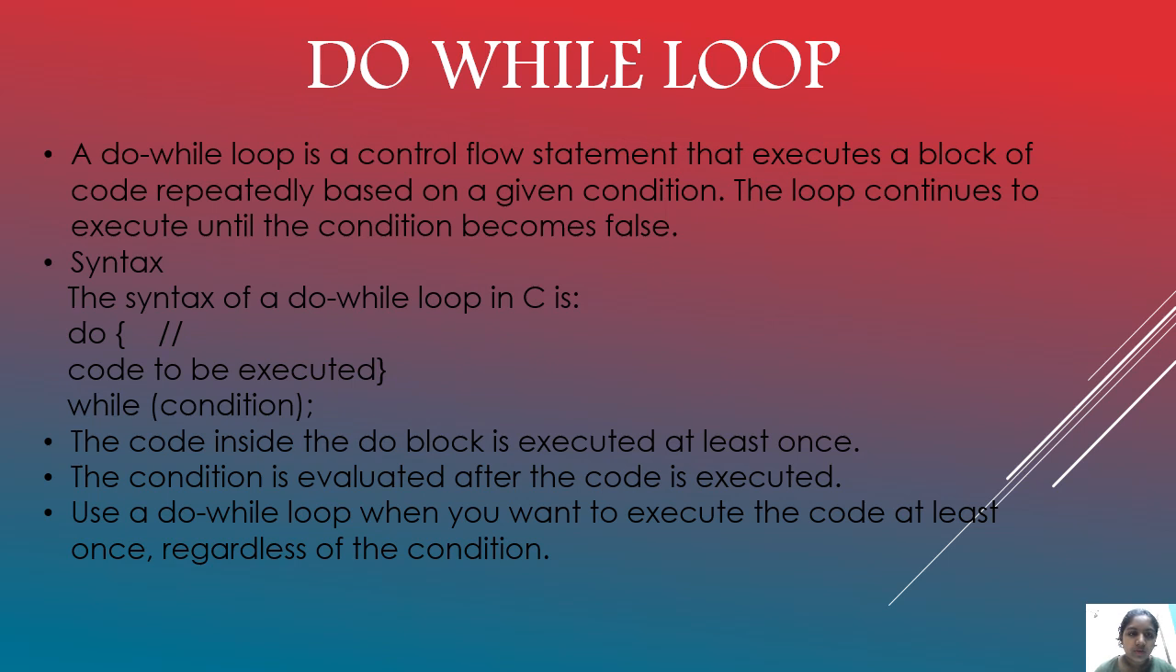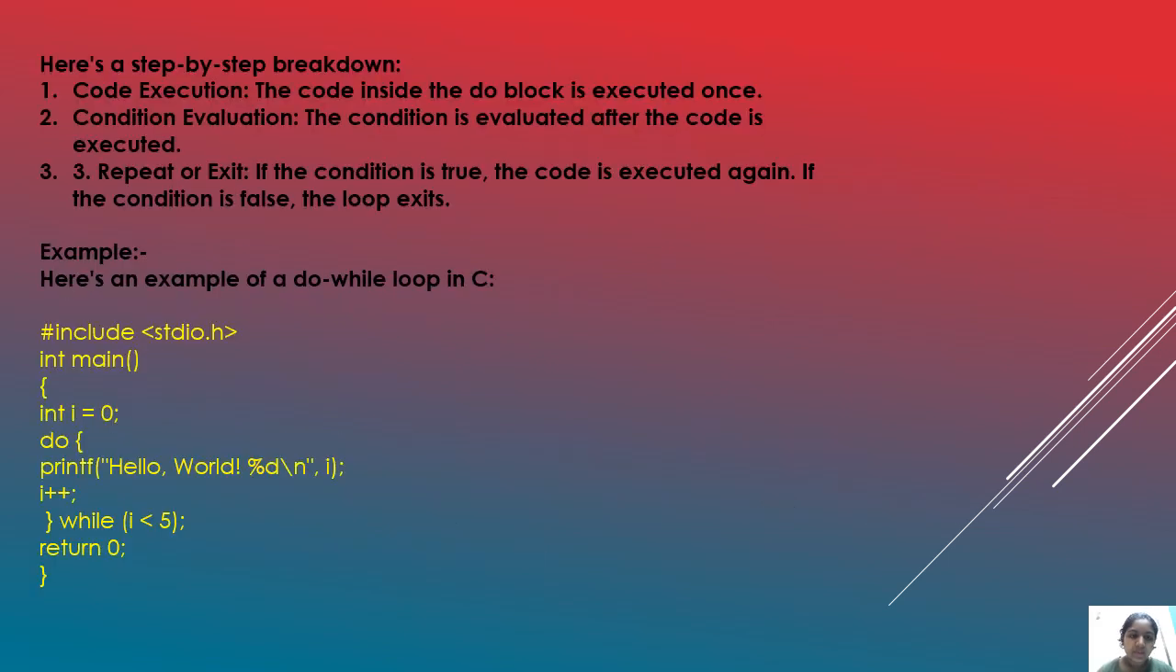Do-while loop. A do-while loop is a control flow statement that executes a block of code repeatedly based on a given condition. The loop continues to execute until the condition becomes false. So this is the syntax of a do-while loop. The code inside the do block is executed at least once. The condition is evaluated after the code is executed. Use a do-while loop when you want to execute the code at least once regardless of the condition.